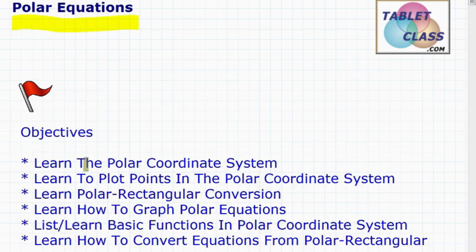So we're going to learn what the polar coordinate system is, and then we're going to learn how to plot points in the polar coordinate system. And then we're going to learn polar to rectangular conversion. So we're going to learn how to take a point that's in polar form and write it in rectangular form and vice versa. And then we're going to learn how to graph polar equations.